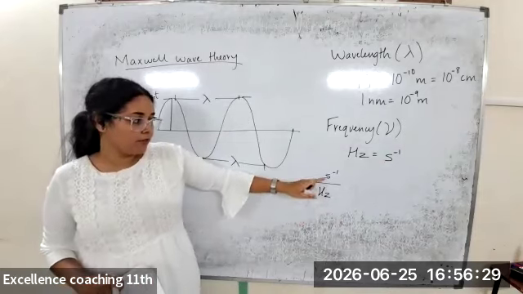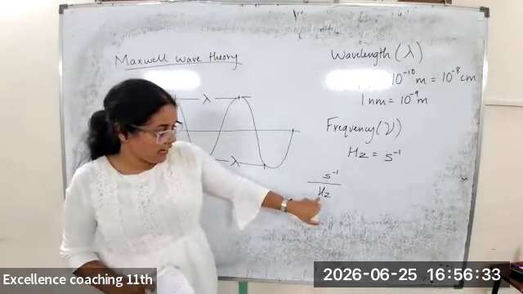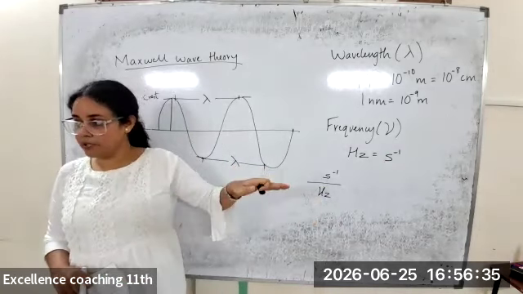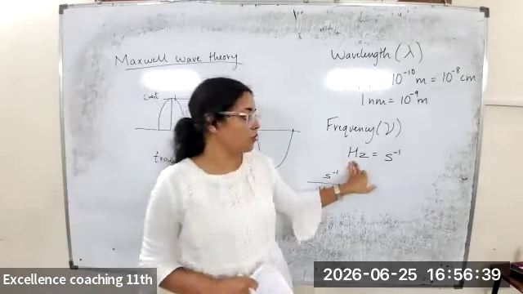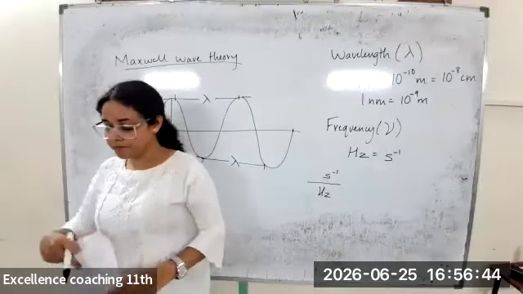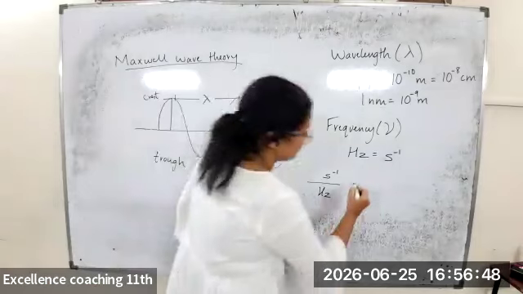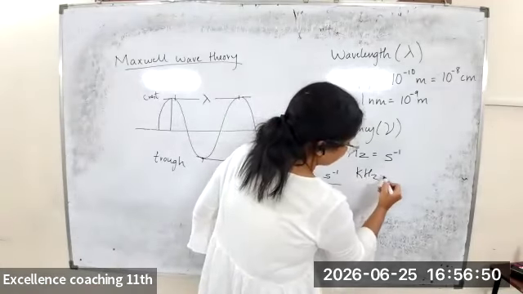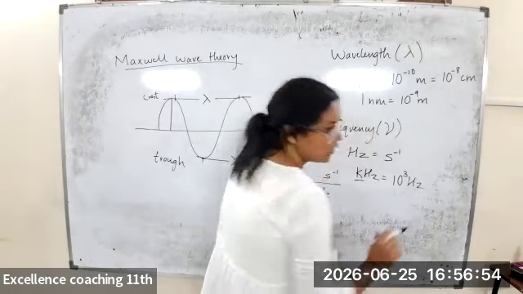In a problem, if I want to cancel a particular entity, then if I write hertz in terms of second inverse, it will be easy for me to cancel out. So for that purpose, you'll have to know 1 hertz is equal to second inverse. You can also write it in terms of kilohertz. Kilohertz is nothing but kilo, 10 raised to 3, hertz, and so on.